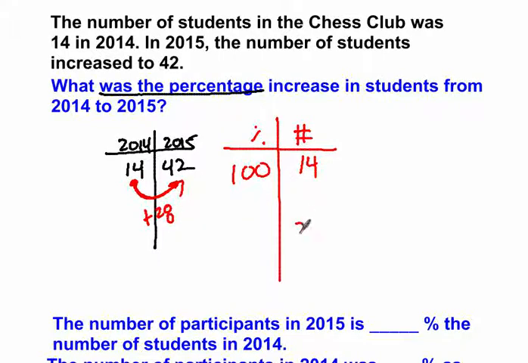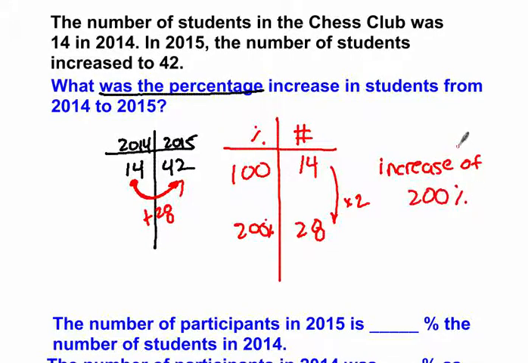So we increased by 28. To go from 14, 100% would be 14, so 28 is double it. So we had an increase of 200%. And that increase of 200% corresponds to an increase of 28 students.